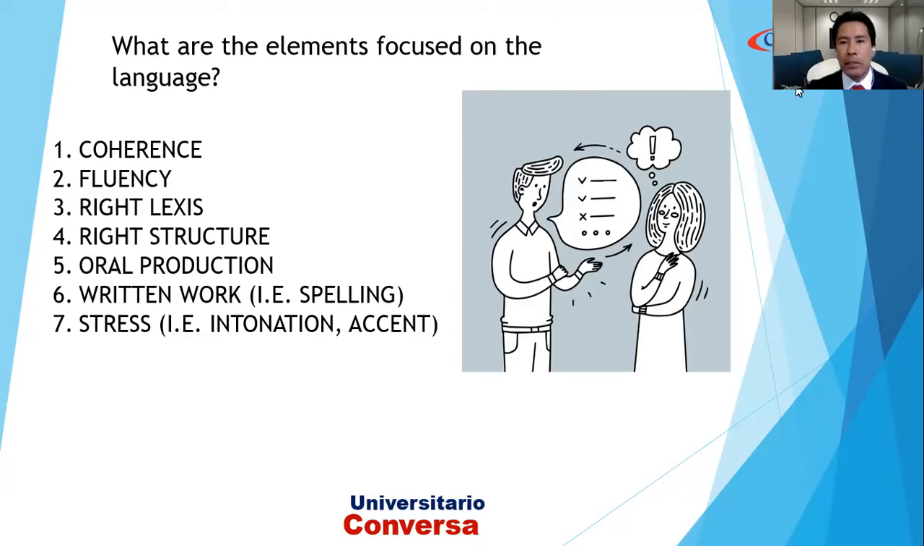Let's ask now the teacher, Montserrat. Please, Montse, could you help me to read the 7 ones? Yes, teacher. We have coherence, fluency, right lexis, right structure, oral production, written work, spelling, stress, intonation, and accent.